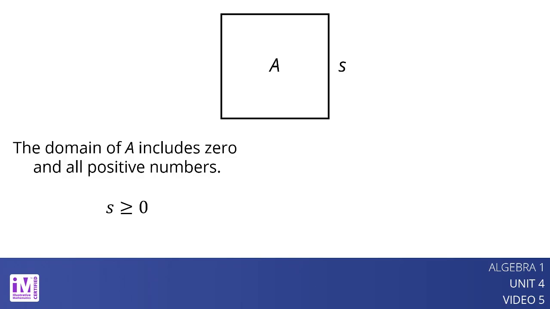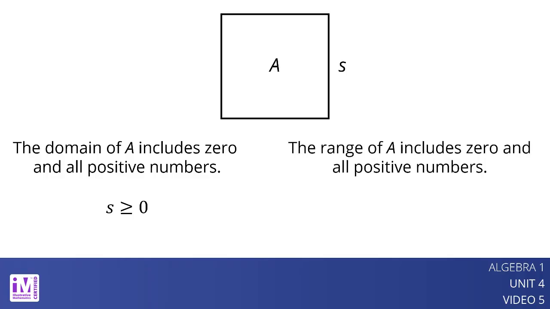The output of function A is the area of a square in square centimeters, which cannot be negative but can be 0 or greater, not limited to whole numbers. The range of A includes 0 and all positive numbers, or A of s is greater than or equal to 0. Let's look at another example.